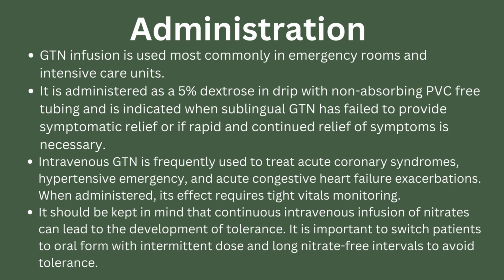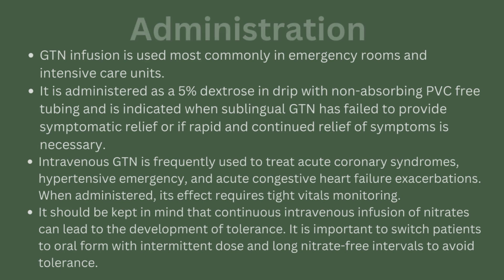GTN infusion is used most commonly in emergency rooms and intensive care units. It is administered as a 5% dextrose drip with non-absorbing PVC-free tubing, and it is indicated when sublingual GTN has failed to provide symptomatic relief, or if rapid and continued relief of symptoms is necessary. Intravenous GTN is frequently used to treat acute coronary syndromes, hypertensive emergency, and acute congestive heart failure exacerbations. When administered, its effect requires tight vitals monitoring. It should be kept in mind that continuous intravenous infusion of GTN can lead to the development of tolerance.